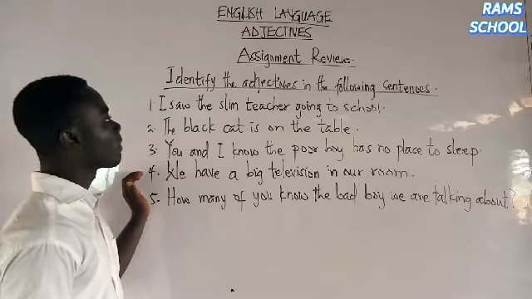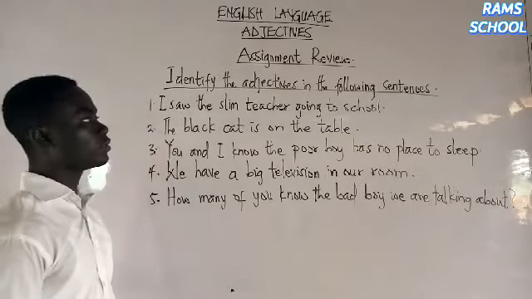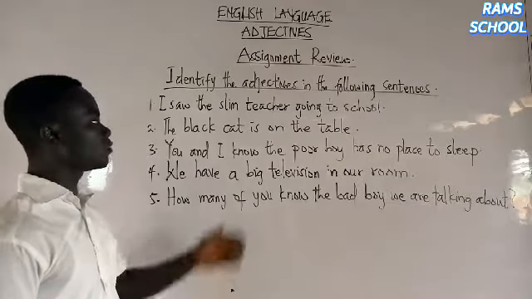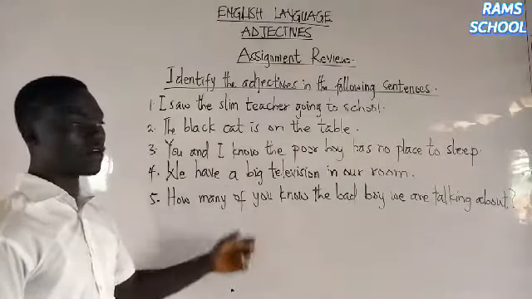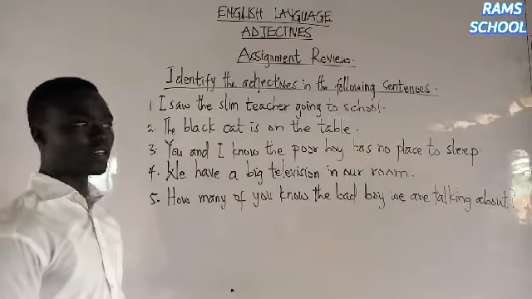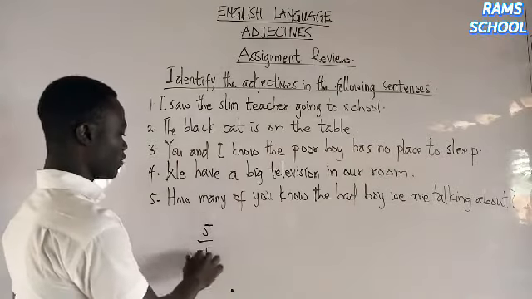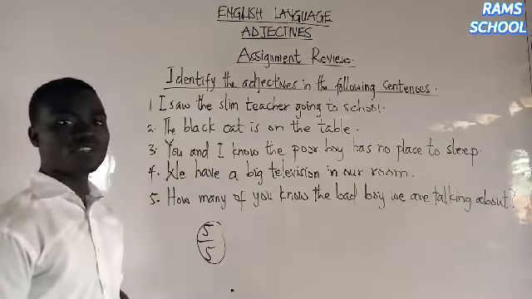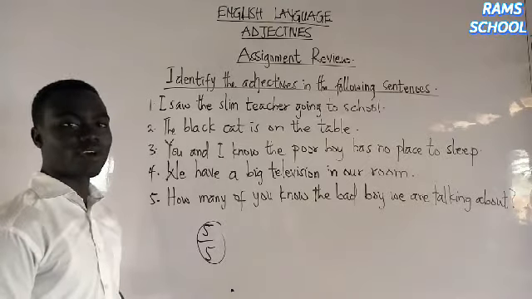Okay. So we take number 1, we identify the adjective in it, we do the same to number 2, 3, 4, 5. If we're able to get all, then bravo, we have a mark of 5/5. So let's see who gets 5/5. Number 1.